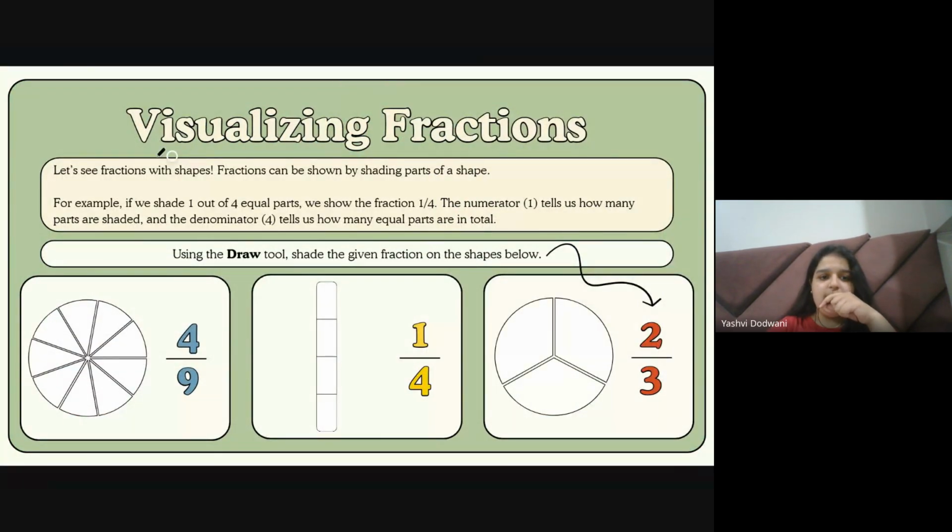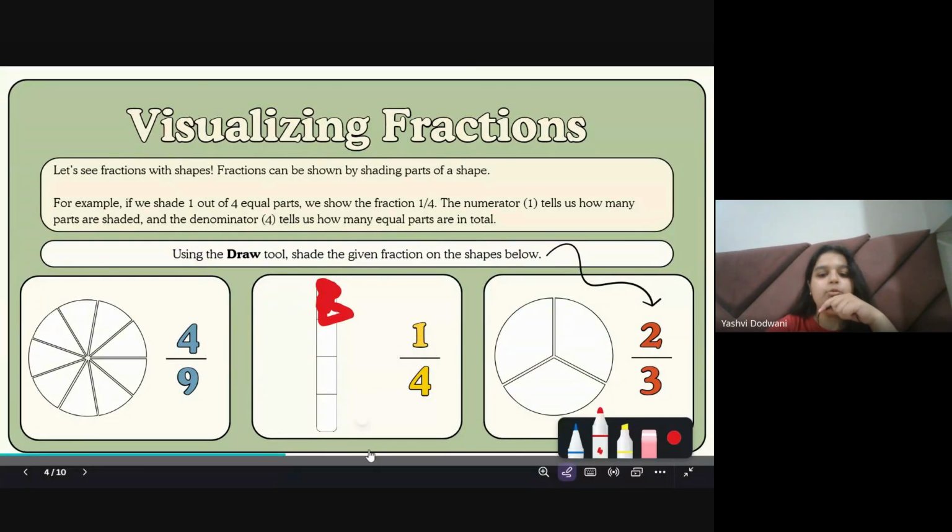Visualizing fractions. Let us see fractions with shapes. Fractions can be shown by shading parts of a shape. For example, if we shade 1 out of 4 equal parts, suppose we shade only one part, any one we can shade. Suppose I am shading the first part itself. So the shaded part is your fraction. We have shaded one part out of the four. The shaded part would be your numerator, and the total number of parts would be your denominator.